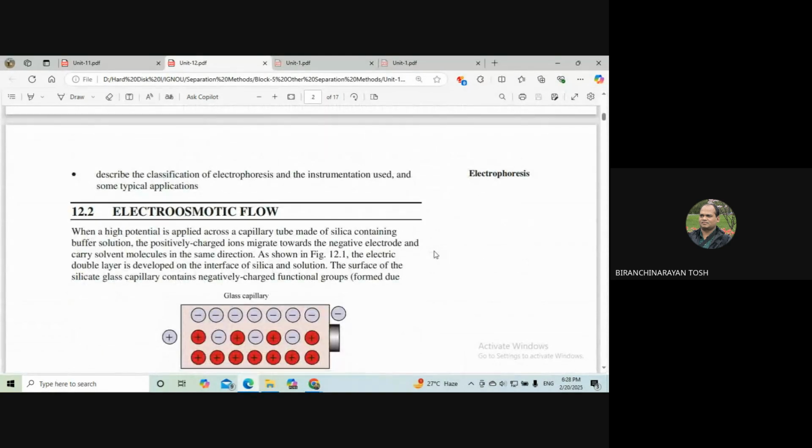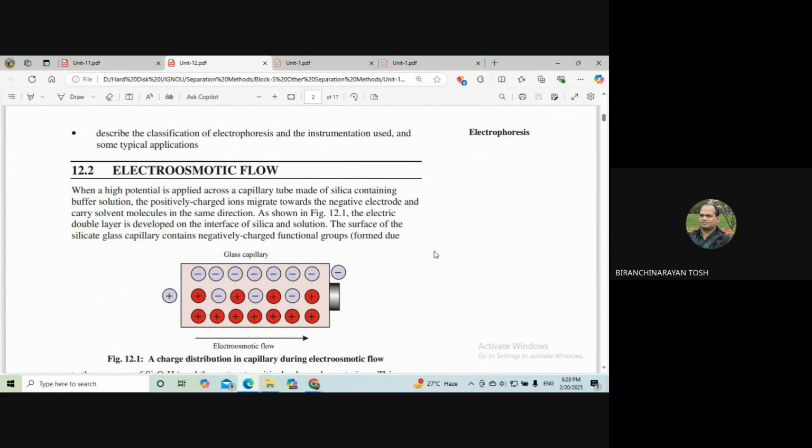Electroosmotic flow: when a high potential is applied across a capillary tube made of silica containing buffer solution, the positively charged ions migrate towards the negative electrode and carry solvent molecules in the same direction. As shown in the figure, the electric double layer is developed on the interface of silica and solution.